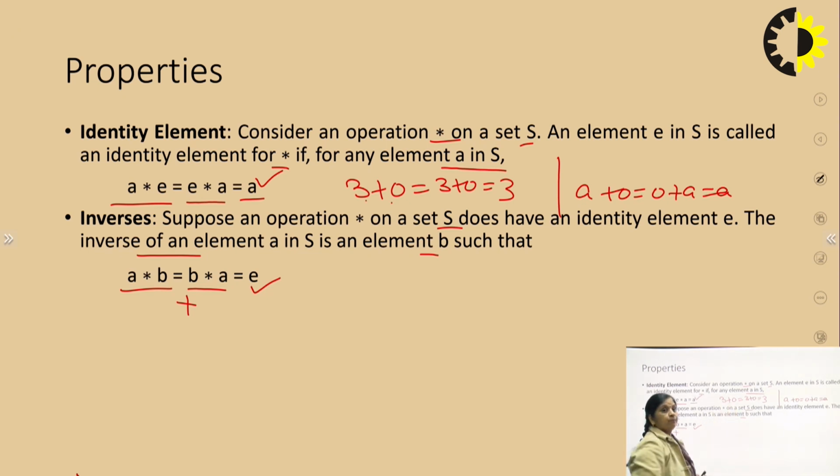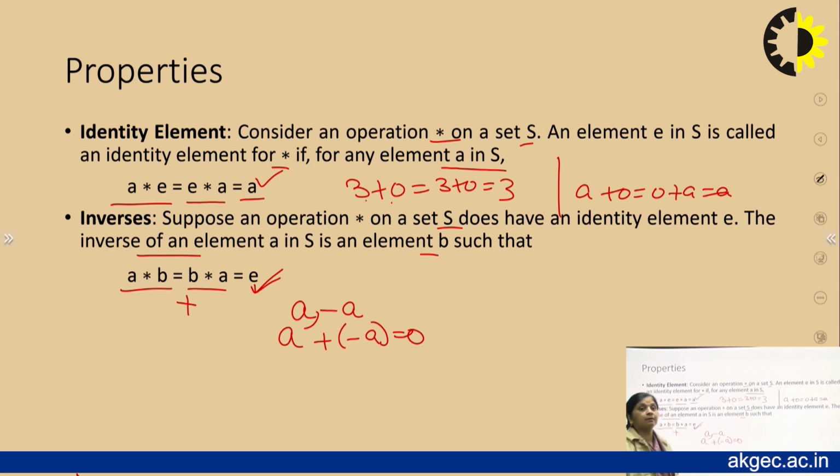My additive identity is 0. So if I take any integer A and I add minus A, both are inverse to each other. Why? Because A plus minus A will give me 0, that is the identity in the answer. So that will be the inverse element for integers under the plus operation.